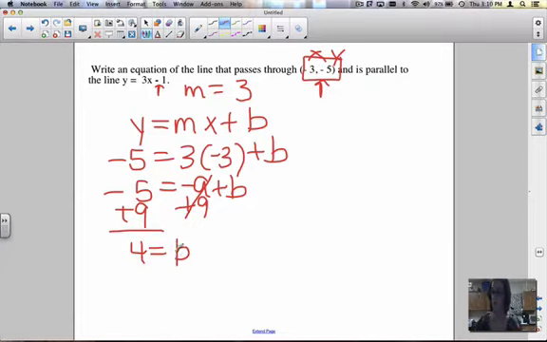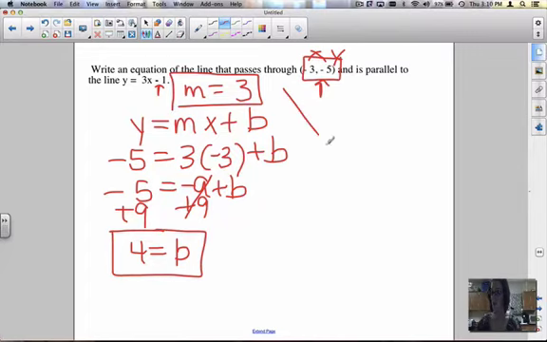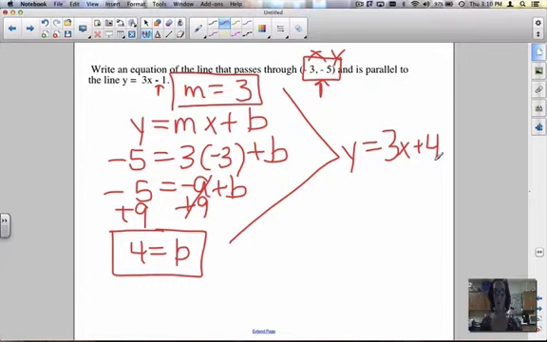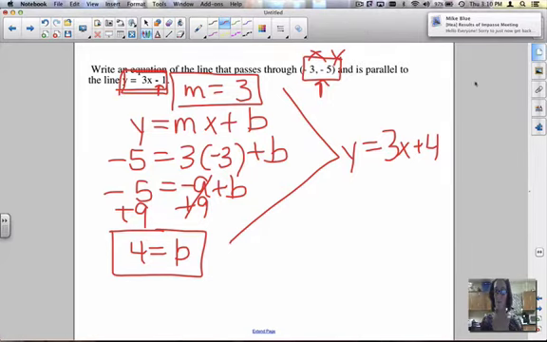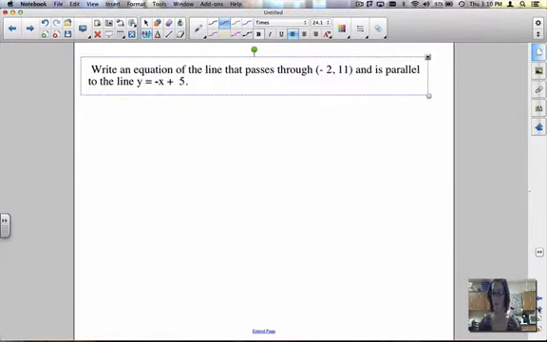So now I use my slope that is parallel and my new b value and rewrite this into slope-intercept form. So y = 3x + 4. So that is my new equation, that is parallel to my original line of y = 3x - 1. All right, so please try this next problem on your own.